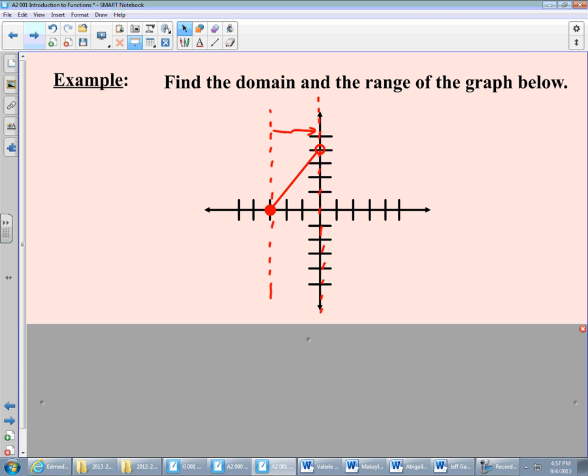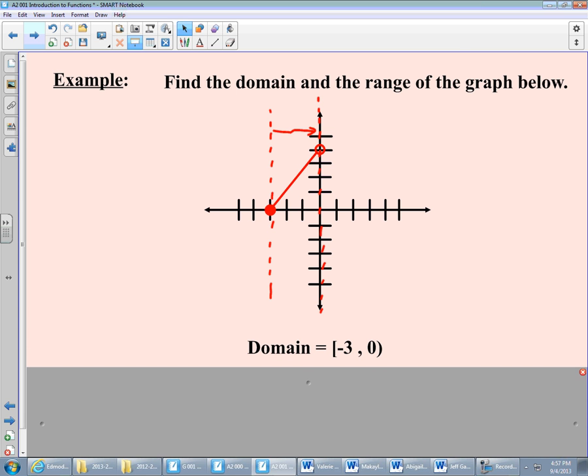Now you need to think about the parentheses or brackets. The -3, should it receive a parenthesis, meaning it is not part of the graph, or should it receive a bracket, meaning it is part of the graph? It is a closed dot. What do closed dots mean? They mean they are included. So there'll be a bracket on -3. What about 0? Is 0 included as part of the graph or not? Open dot. Open dot means it is not included, so that part of the notation would get a parenthesis. So a representation of the domain would be bracket -3, comma, 0, parenthesis.